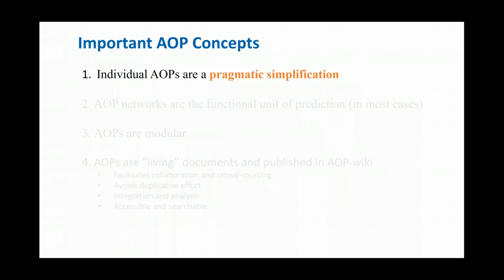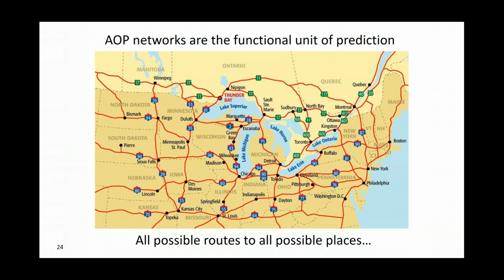So with that being said, that leads into the second point, and to continue the analogy of the route on the map. If AOPs describe a single path, well, it's the full map or the full network of all of the AOPs in the knowledge base that are used to help understand how chemicals can lead to adverse outcomes.